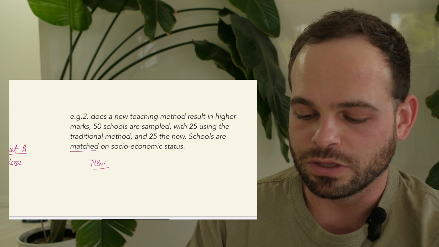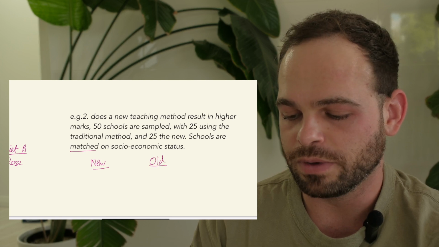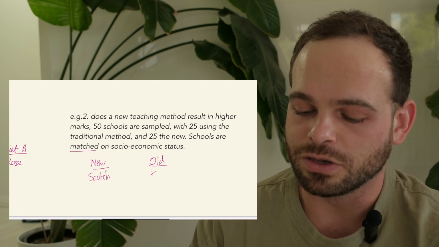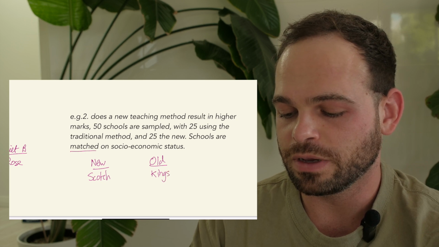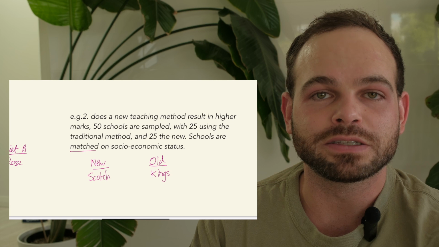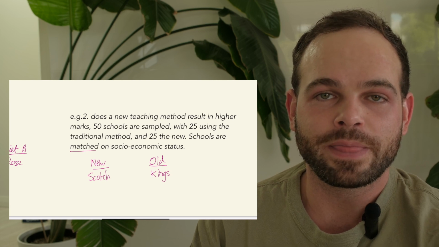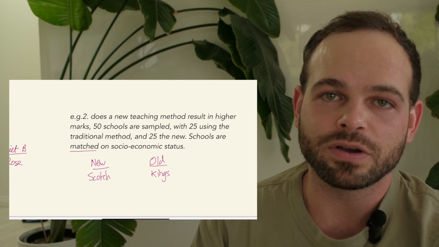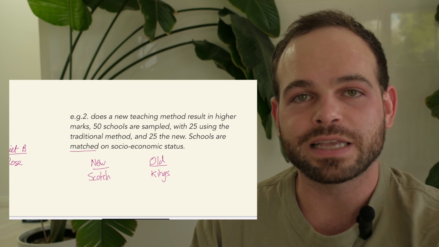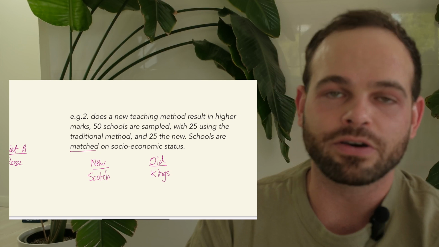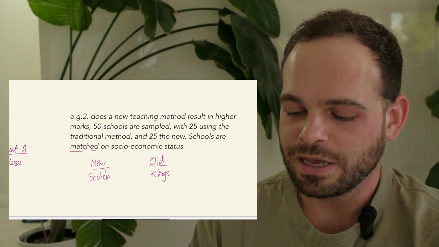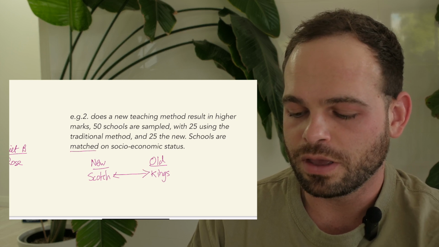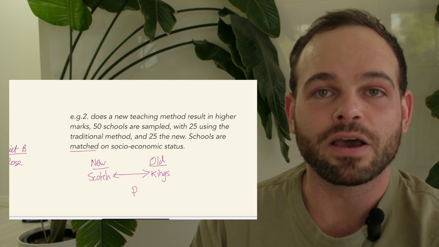So let's say that we've got the new method and the old method. Let's say we have Scotch School in the new method, and King's School in the old method. They would have been matched based on their socioeconomic status. So maybe how much funding they get, what the average tuition fees are, how many students they have, and so on. They're matched, so they're effectively the same in all other variables, except for whether they're going for the new method versus the old method. Because we match them in that way, we're allowed to join them up. And old versus new is then a paired t-test.